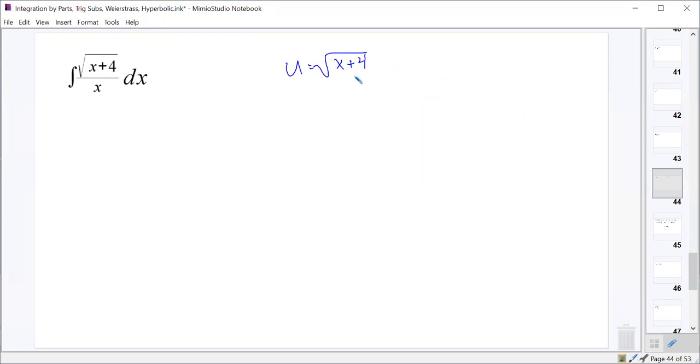So if we do that, then what's du going to be? It's going to be 1 over 2 root x plus 4. Yeah, du is going to be 1 over 2 root x plus 4. And what is x going to be? Sorry, dx.